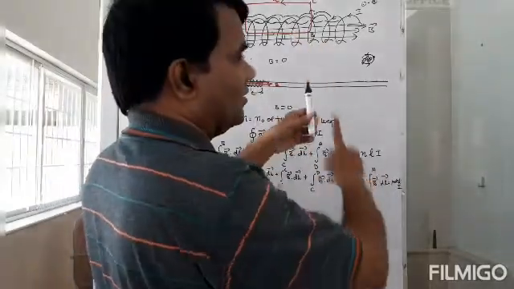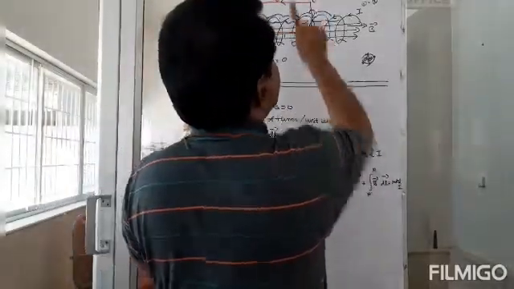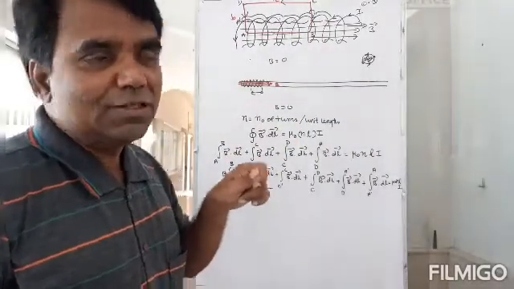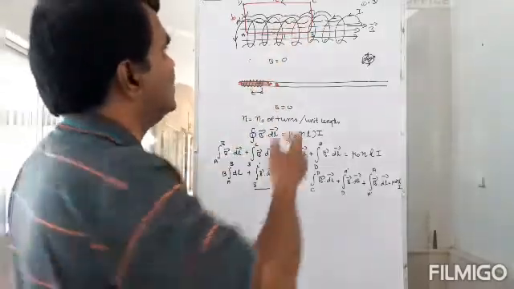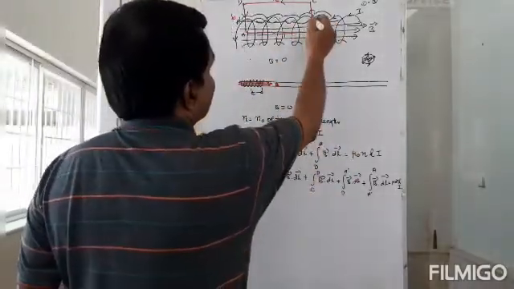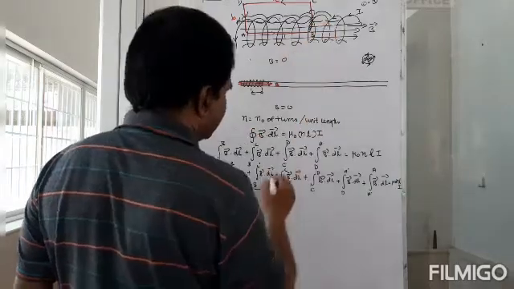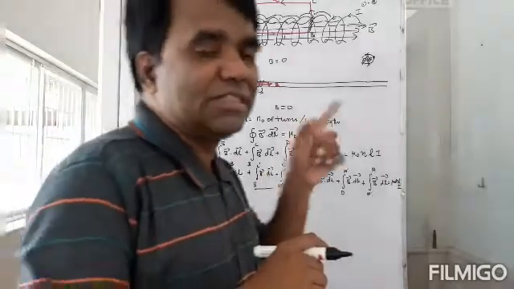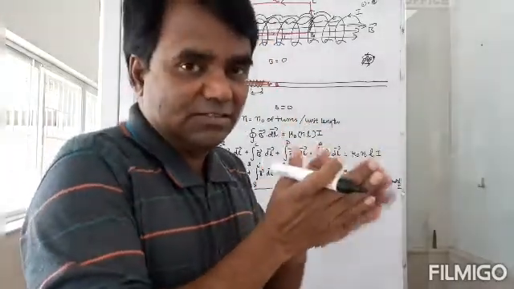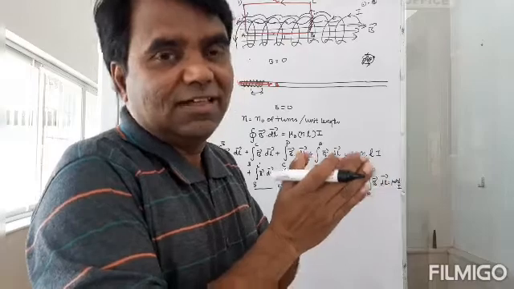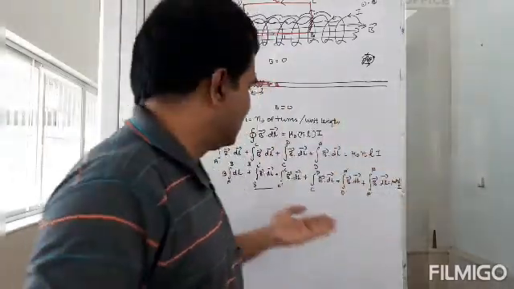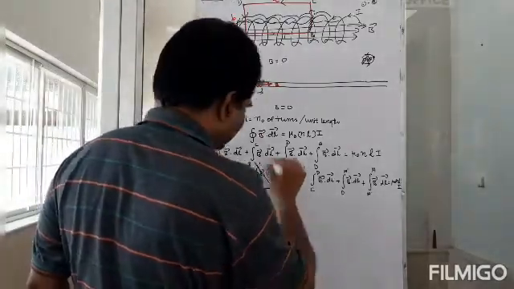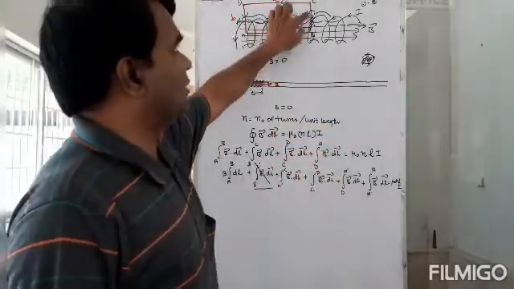And what about DL? DL is in this direction. You see, it's perpendicular to B, so cos theta will be 0. So this integration at this one will become 0, because even though you have B and also DL, the cos theta is cos 90 and that value will be 0. So I can ignore this.